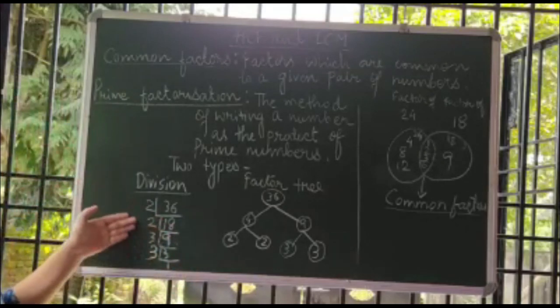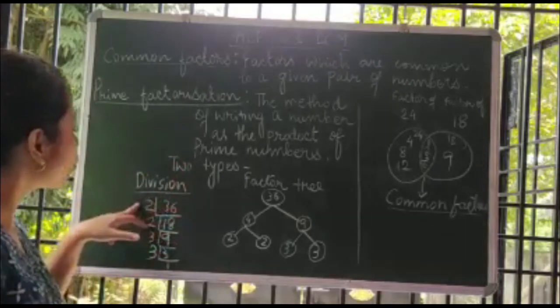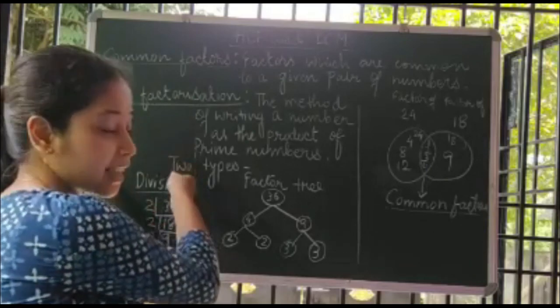So what is the prime factorization of 36? What is the prime factorization of number 36? 2, 2, 3 and 3. Again, so it is clear. This is the division method.